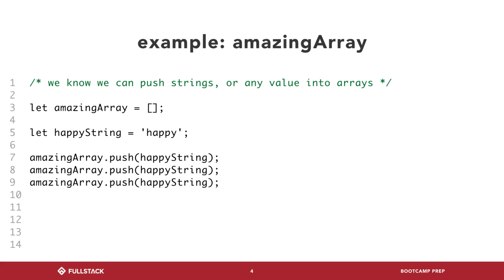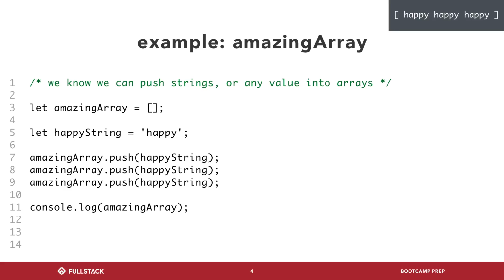Okay. So in this case, nothing too groundbreaking, right? We have an empty array, we have a string, and we basically push the string 3 times into the array. In this case, on lines 7 through 9, when we say push and we pass in happy string, we're actually passing in a string, right? Which is a primitive, which means when I log out amazing array on line 11, I have 3 versions of this happy string, but they're copies of the original string. They have no ties to the original happy string that was defined on line 5.